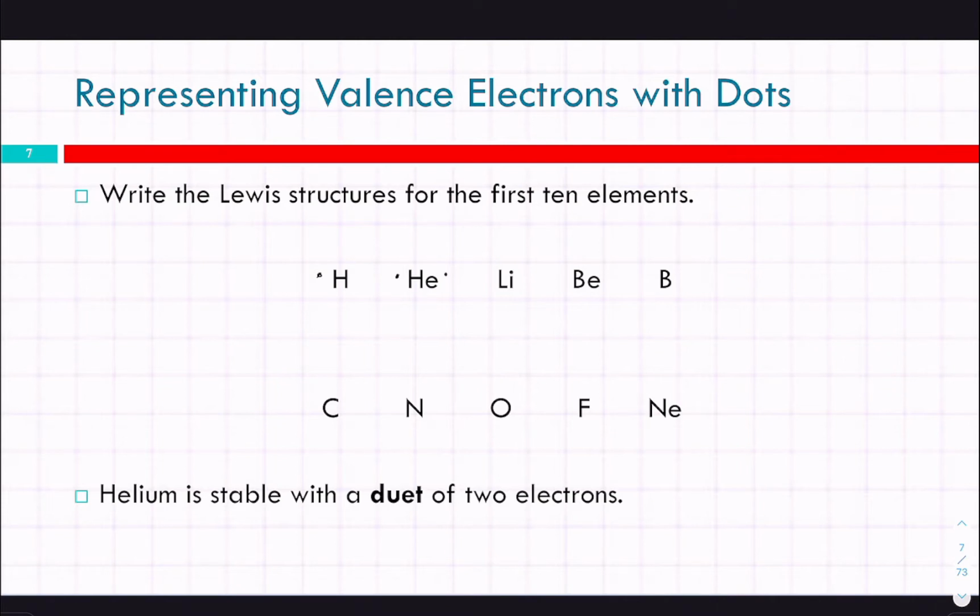And then lithium, 3. Beryllium has 4. So filling these in singly first. And then boron. Then we compare them. Valence electrons.